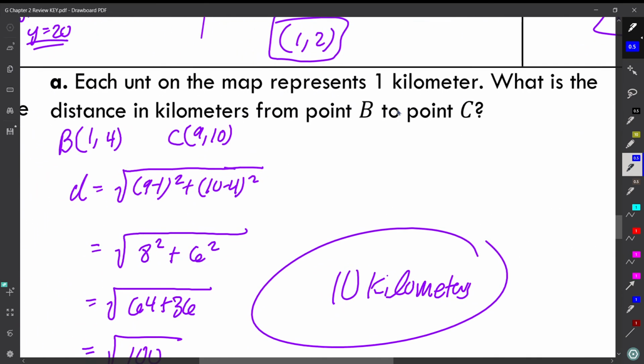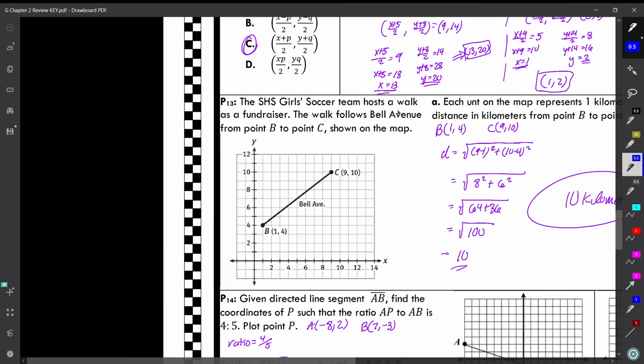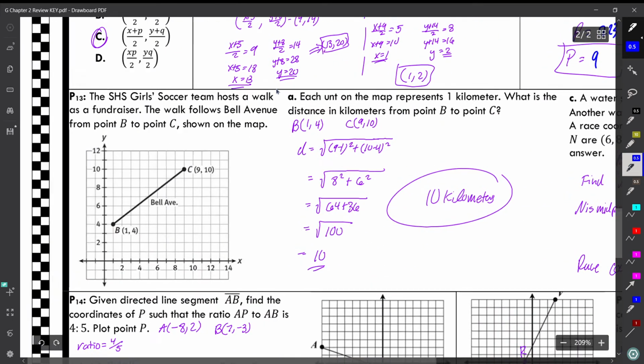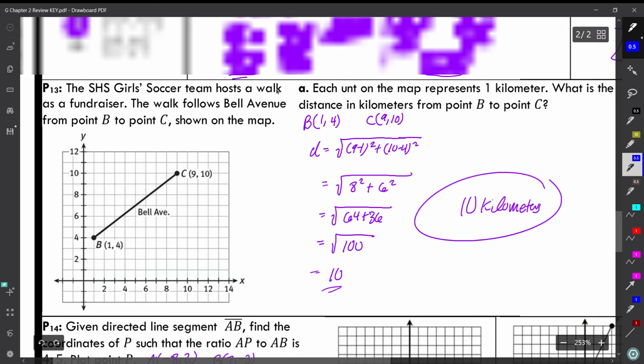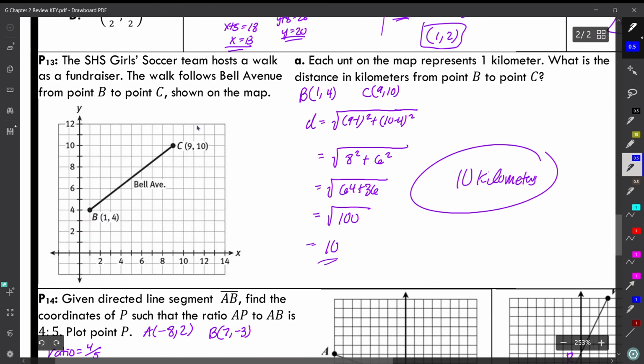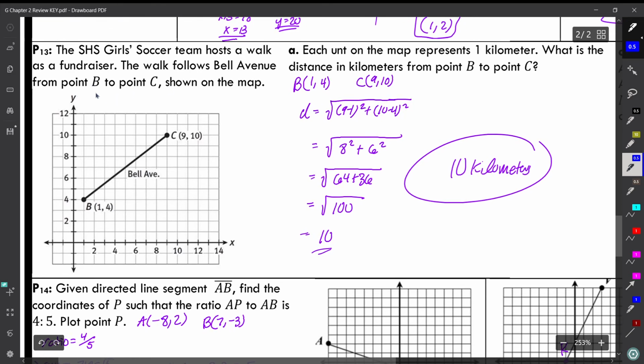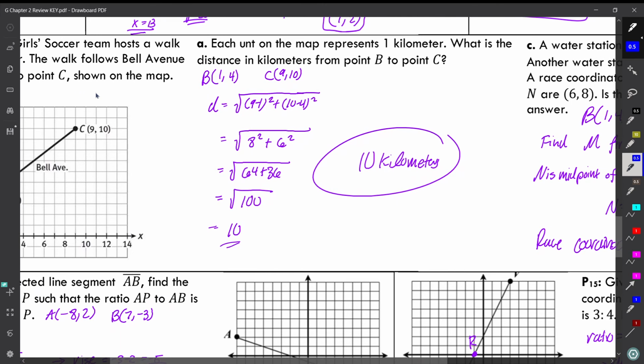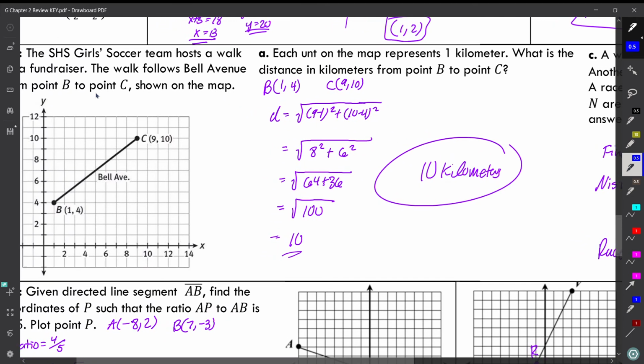Okay. The HHS girls soccer team hosts a walk as a fundraiser. The walk follows Bell Avenue, which we don't have a Bell Avenue in software, but bear with me. The picture had it all in there. So the walk follows Bell Avenue from point B to point C, shown on the map. What is the distance in kilometers from point B to point C?